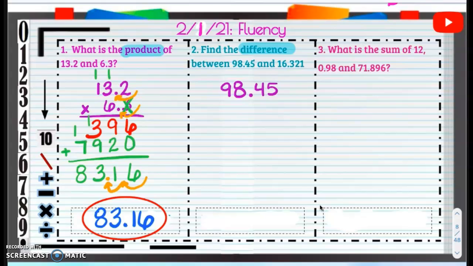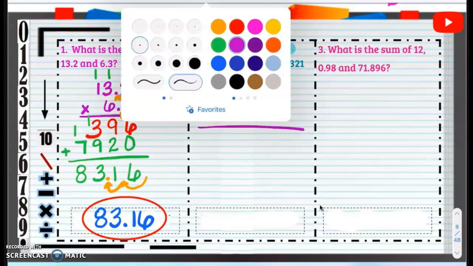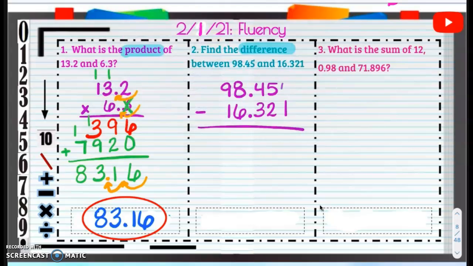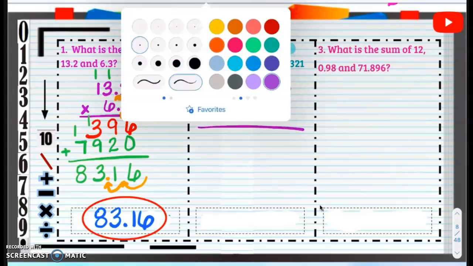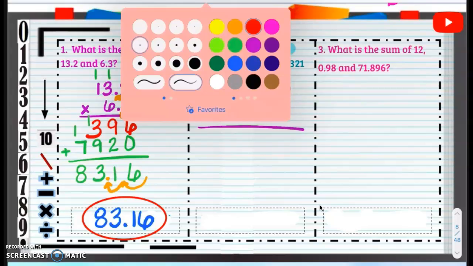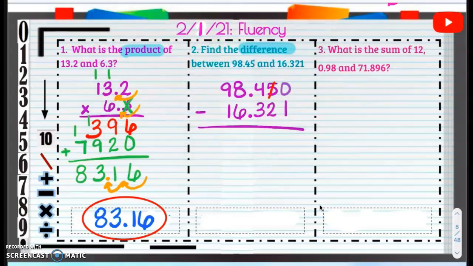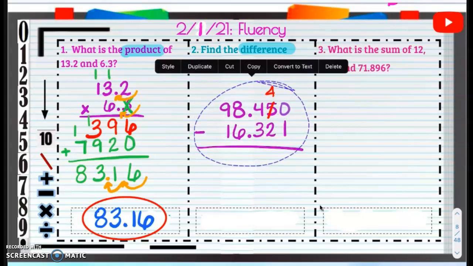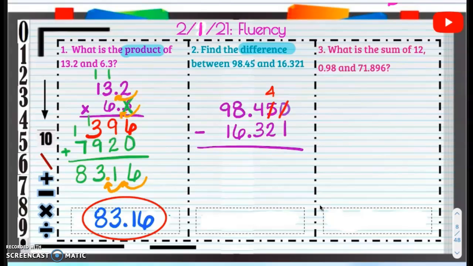98 and 4500ths minus 16 and 32100ths. We can put our placeholder of 0 here. And now let's subtract. 0 minus 1 you cannot do, so that 5 becomes a 4. I'm actually going to move this down a little bit. That 5 becomes a 4, to make that 0 a 10. 10 minus 1 is 9.